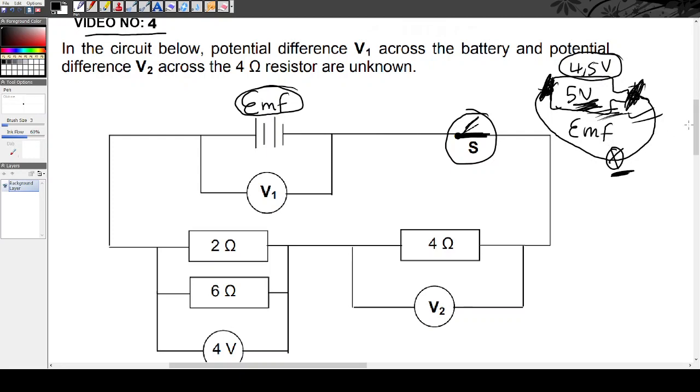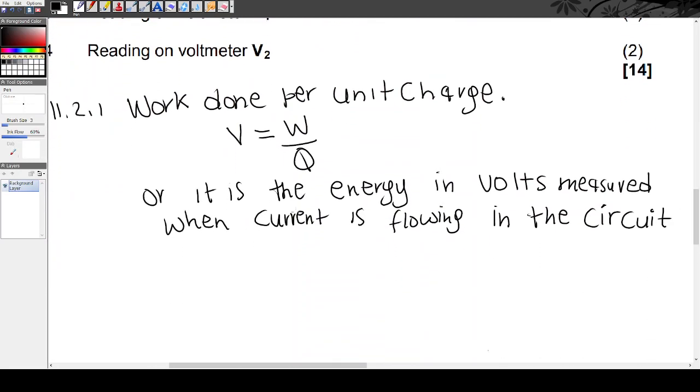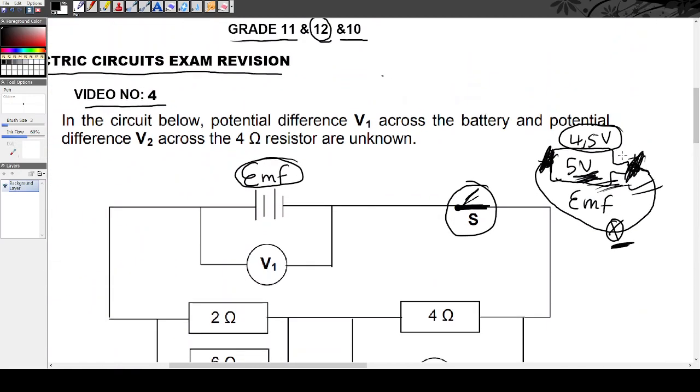Hence we say, okay, let's go back to the definition. Hence we say it is the energy in volts. In other words, it is the voltage that is measured when current is flowing in the circuit. When current is flowing in the circuit, we have potential difference, not EMF. EMF is the voltage measured when there is no current flowing.